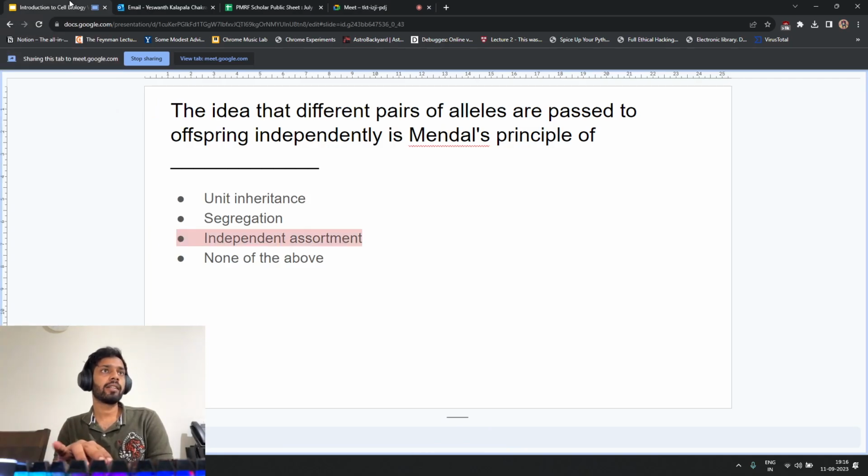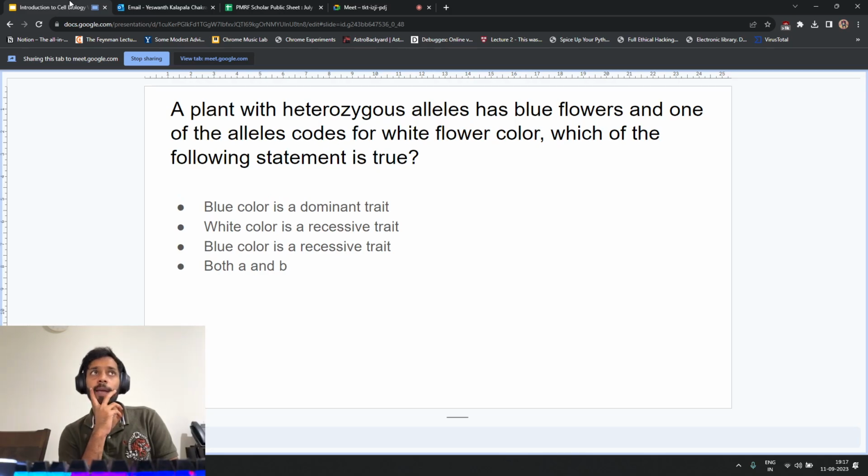Yeah, now it's called independent assortment, wherein each of the alleles would assort independently and randomly get passed on to the offspring. One allele, or its location, does not influence another allele or its ability to be passed on to the offspring. So that's independent assortment. Okay.